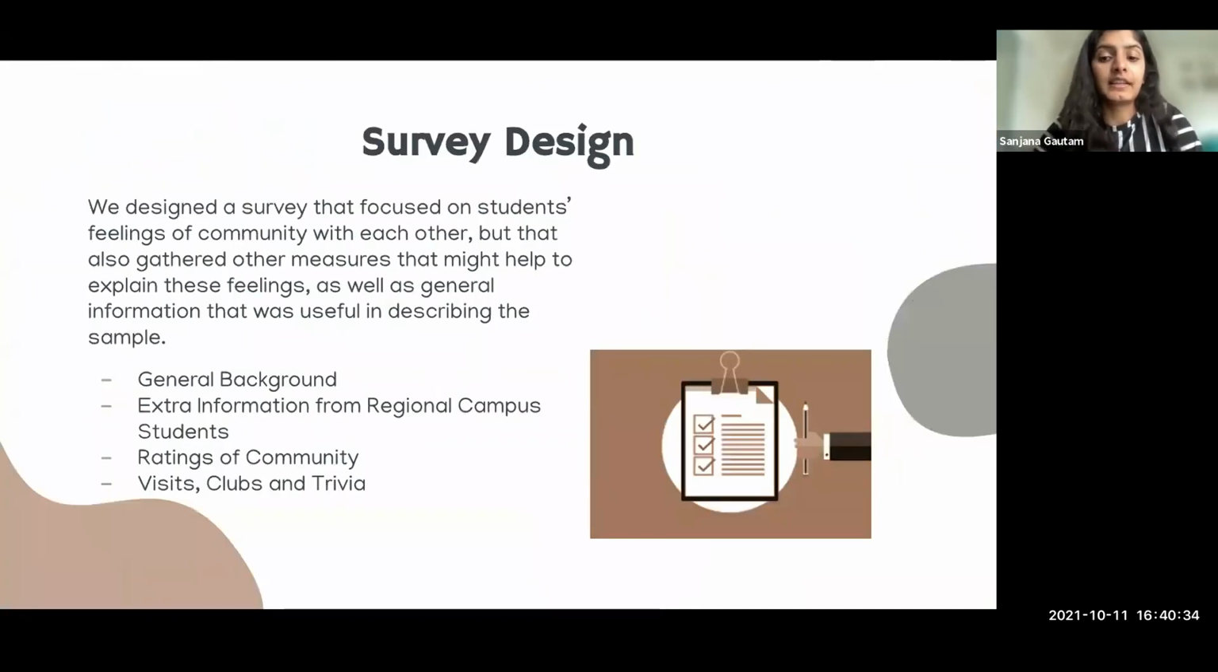Here is the study design, beginning with the survey design. We designed a survey that focused on students' feelings of community with each other, but that also gathered other measures that might help to explain these feelings, as well as general information that was useful in describing the sample. The layout can be exemplified as general background, extra information from regional campus students, ratings of community, visits, clubs, and trivia.